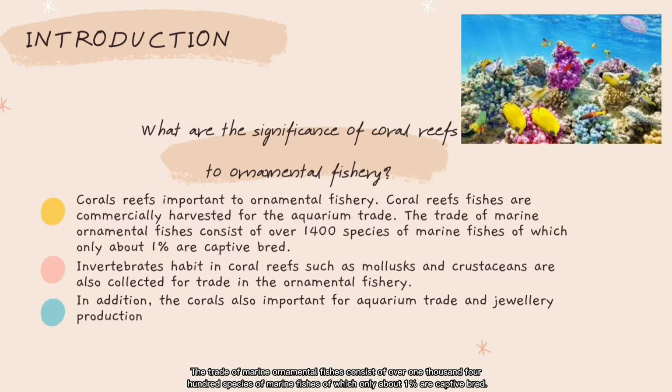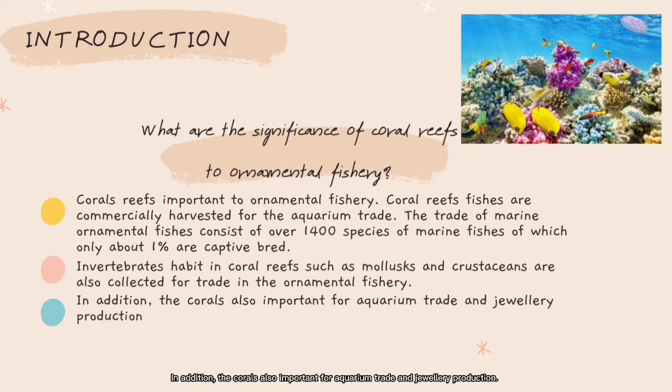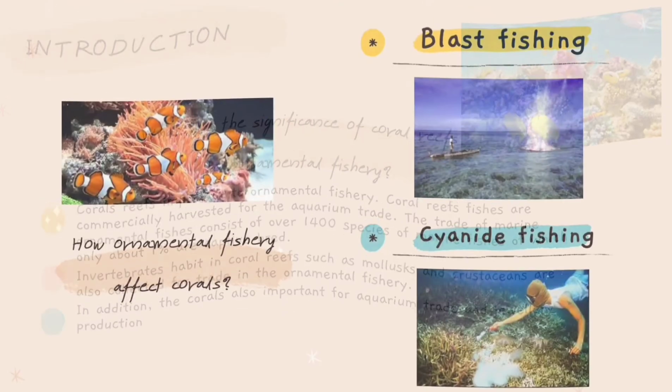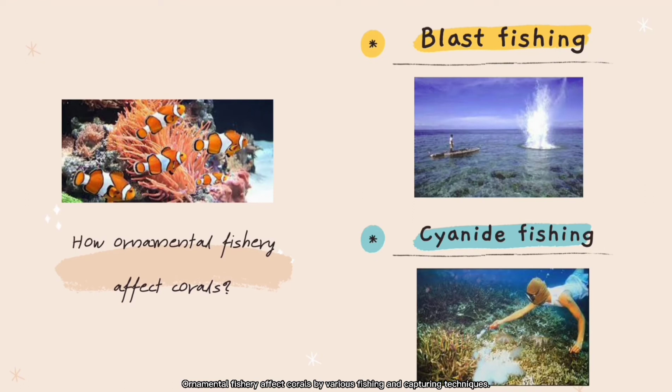The trade of marine ornamental fishes consists of over 1,400 species of marine fishes, of which only about 1% are captive bred. In addition, the corals are also important for aquarium trade and jewelry production. Invertebrates that inhabit coral reefs, such as mollusks and crustaceans, are also collected for trade in ornamental fishery. Ornamental fishery affects corals through various fishing and capturing techniques.